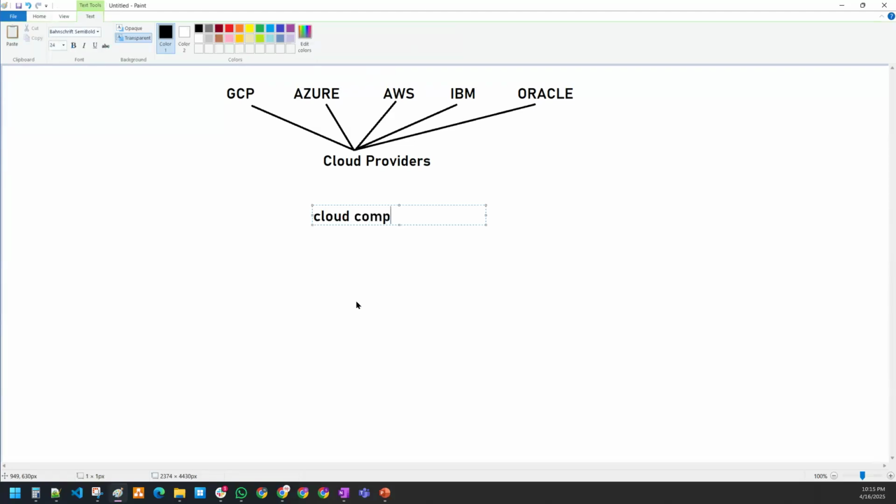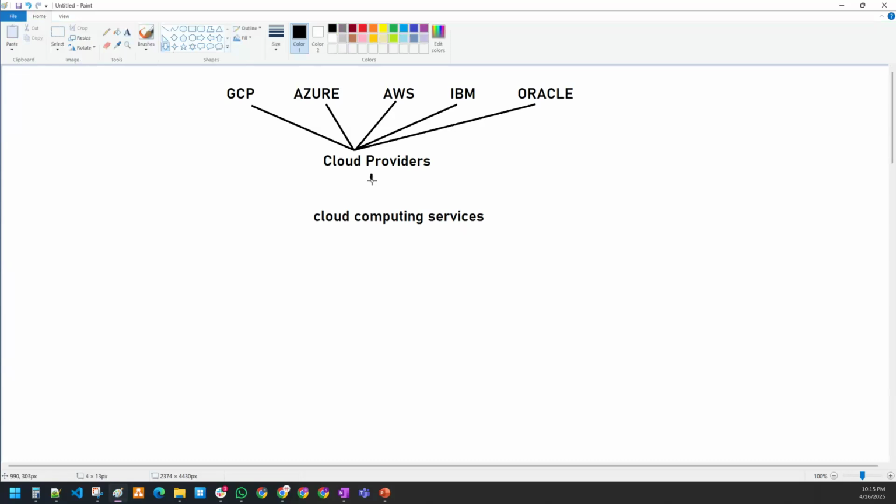Cloud computing services. So cloud providers like AWS, Azure, GCP, IBM, Oracle, Alibaba, someone is mentioning. These are all cloud providers. They provide you the cloud computing services. What do they provide us, sir? The cloud computing services. Now tell me, sir, what is the advantage of these cloud computing services? What is the advantage?